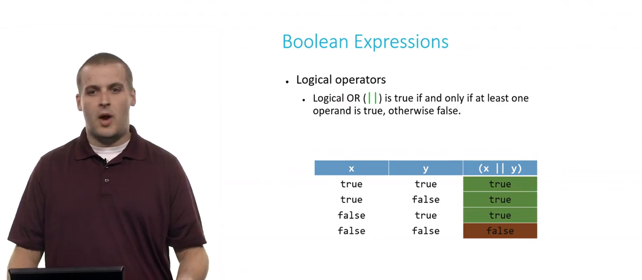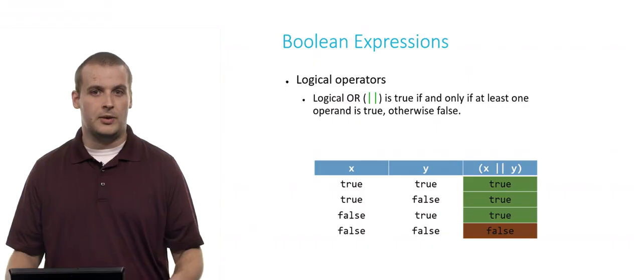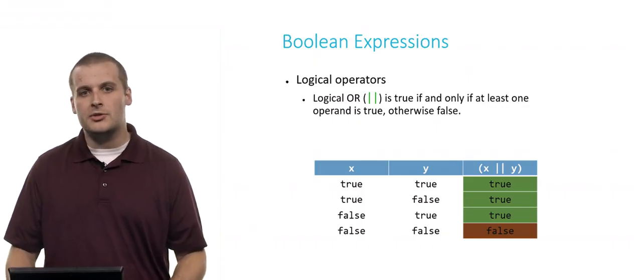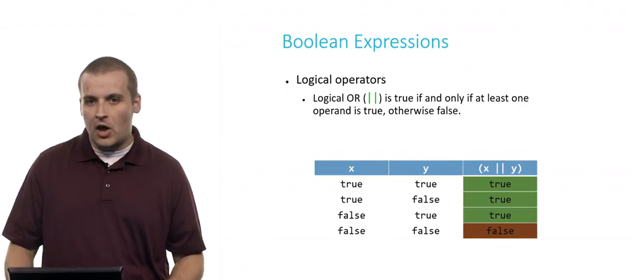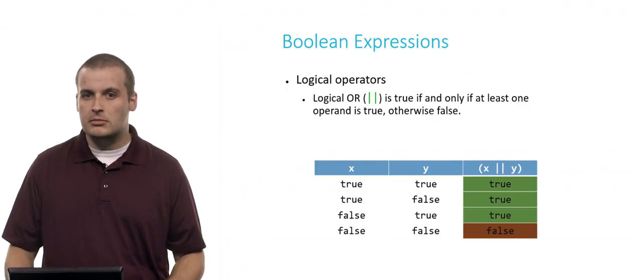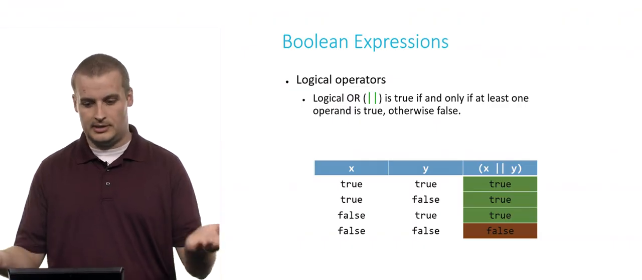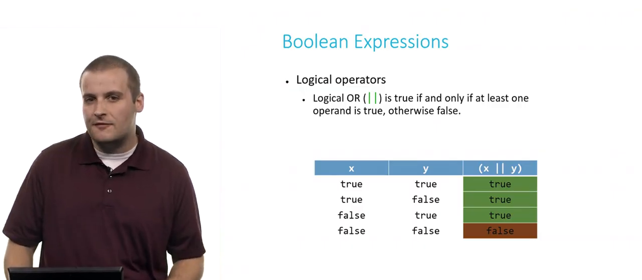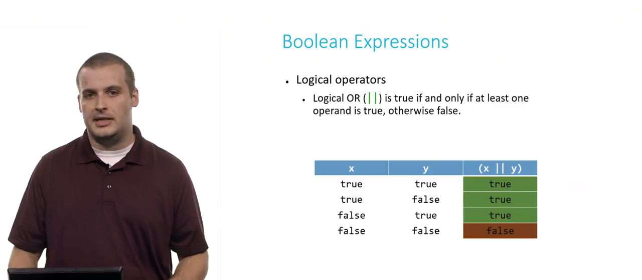So if x is true and y is true, we'll go down that path. One of them is true, right? If x is true and y is false, one of them is still true. So x or y is still true. If x is false and y is true, well, one of them is still true, right? Y is true in this case. So it's true that x or y is true. Only if x is false and y is false do we not go down that path, because neither x nor y is true.